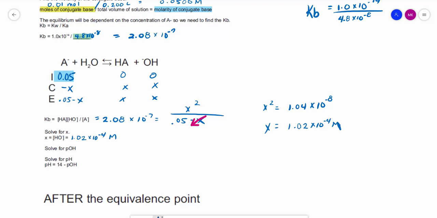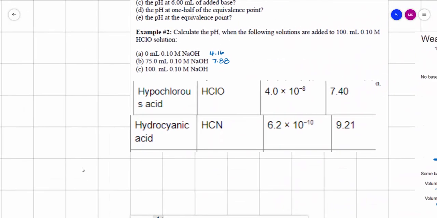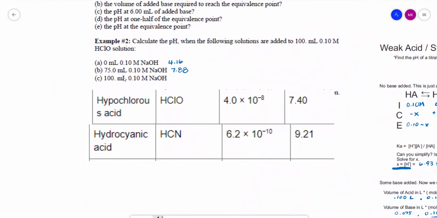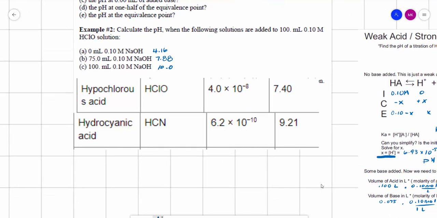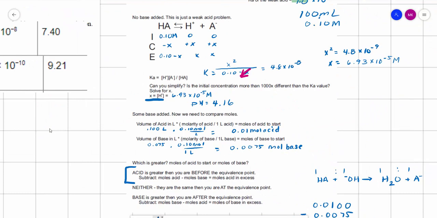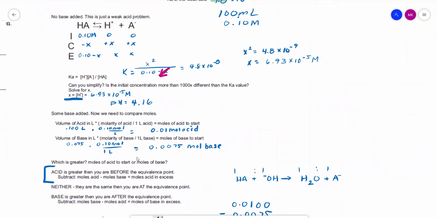Now, you can solve for pOH because this value is already in your calculator, so why make it hard? And pOH, I get 3.99. So to solve for pH, it's 14 minus pOH, so I get a pH value of 10.0 for this question. So when no base is added, there's a pH of 4.16. At 75 milliliters, it's 7.88. And with 100 milliliters, it's 10.0. Those are the pH values.